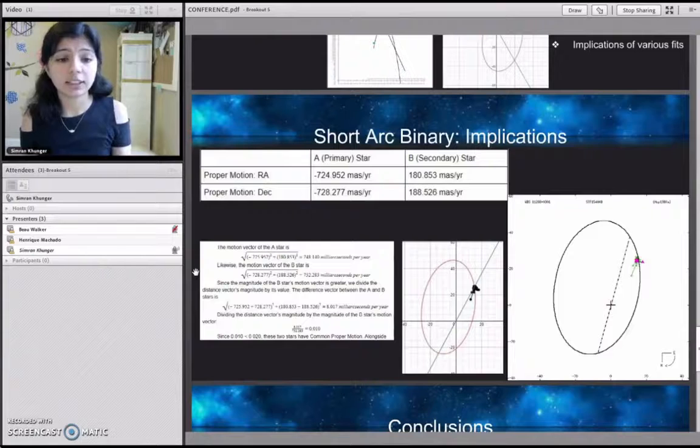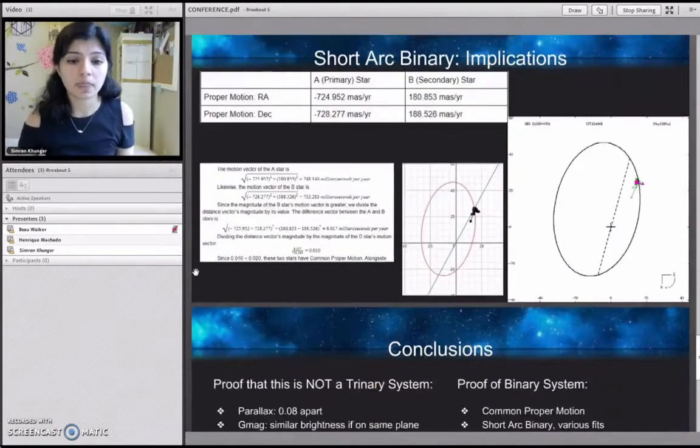And the fact that this is less than 0.020 indicates that it's very likely that these stars are related or gravitationally bound because they have a common proper motion. So we can take that into account as well.